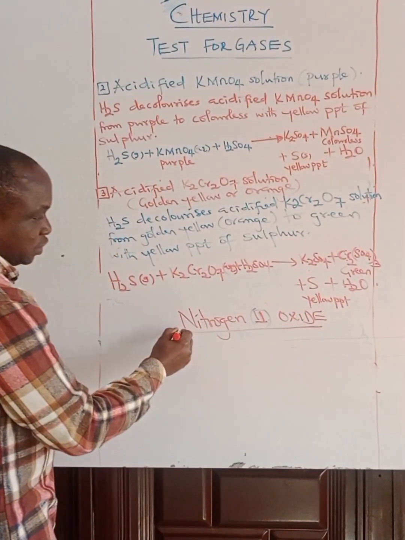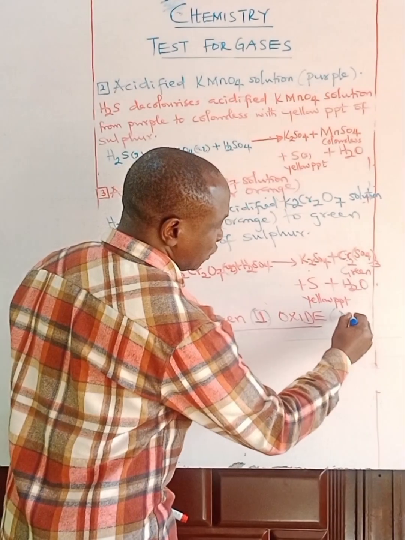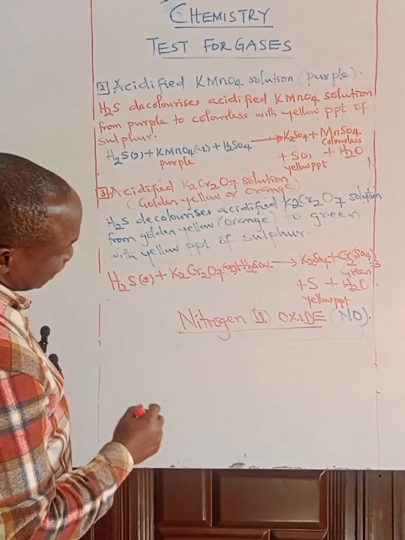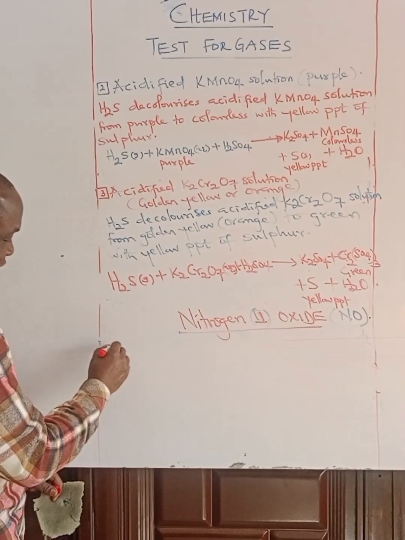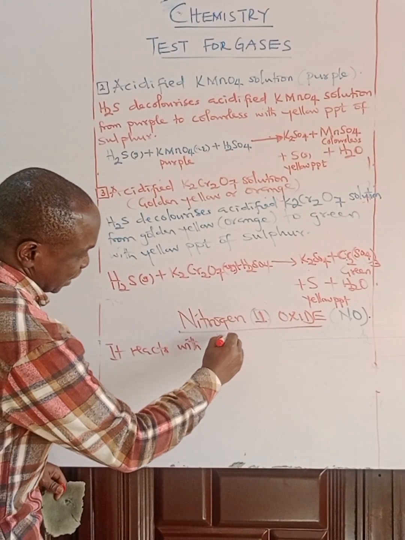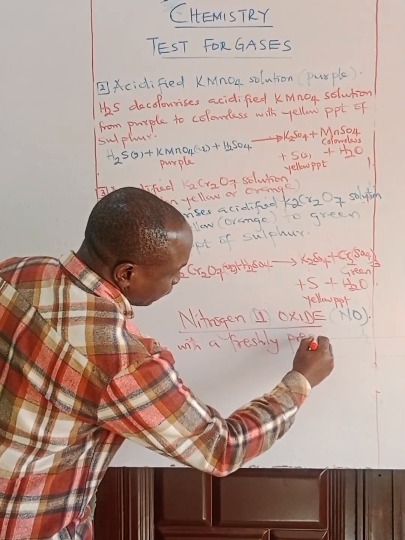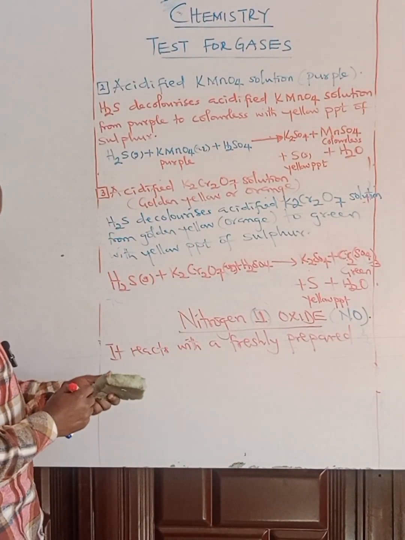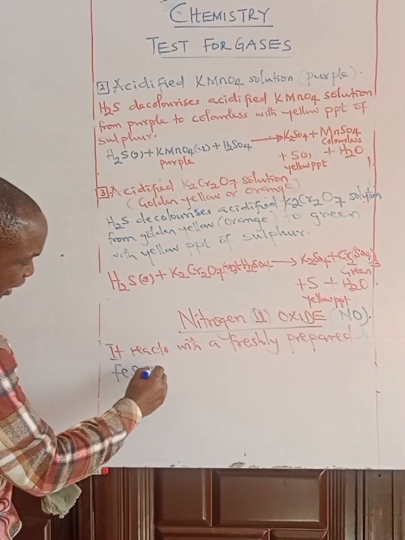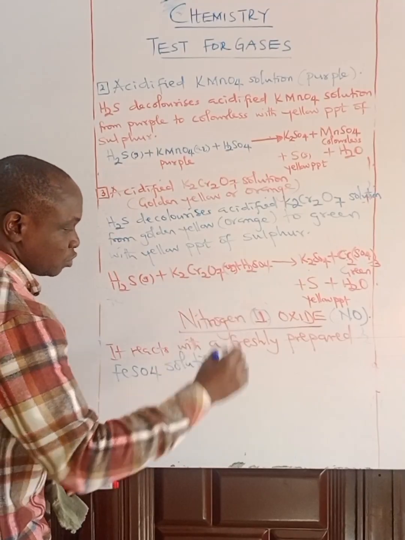Let's see nitrogen(II) oxide, NO. Nitrogen(II) oxide reacts with a freshly prepared iron(II) sulfate, FeSO4, solution. Freshly prepared iron(II) sulfate solution.